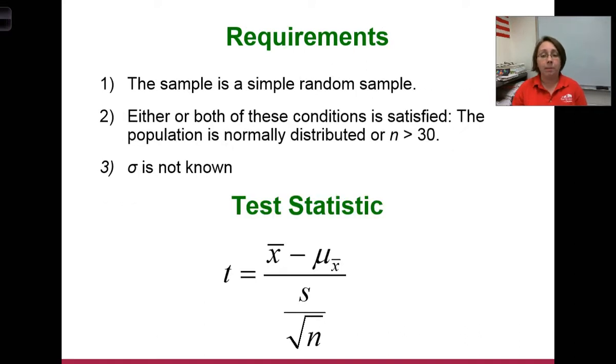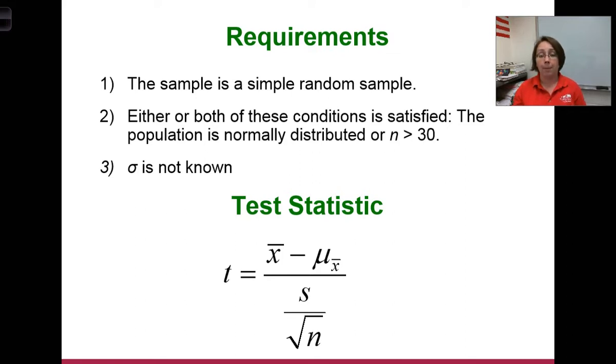Alright, requirements that you need to check when you're dealing with a hypothesis test about a mean. These are different from proportion. In a mean hypothesis test, you need to check, again, for simple random sample. But instead of a binomial distribution requirement, our second condition is actually a normal distribution, or n greater than 30 requirement. So this is the central limit theorem. It's what gives us our normal distribution.